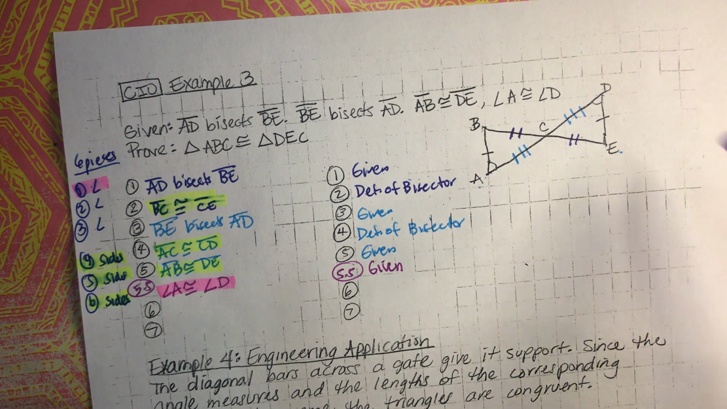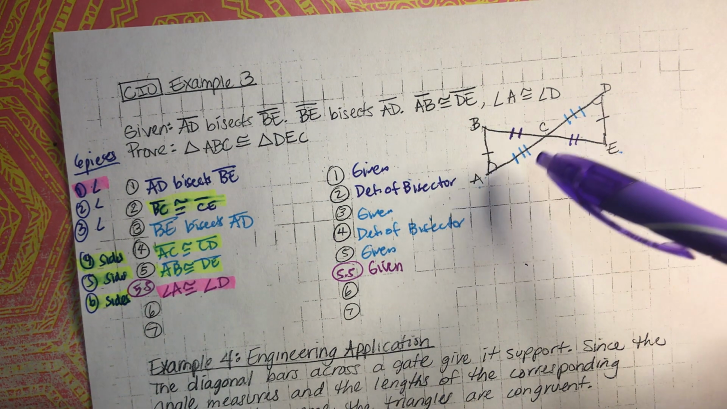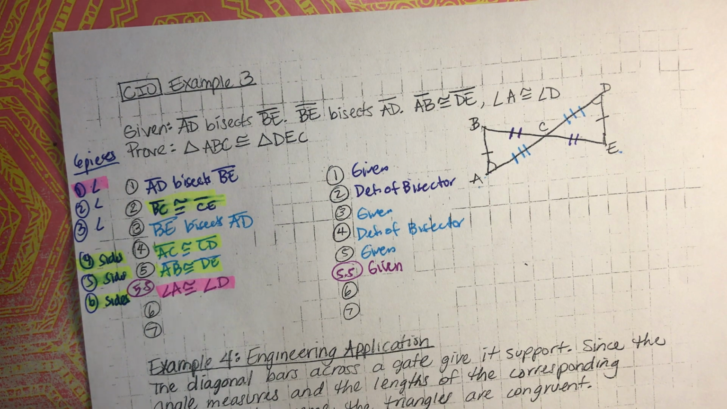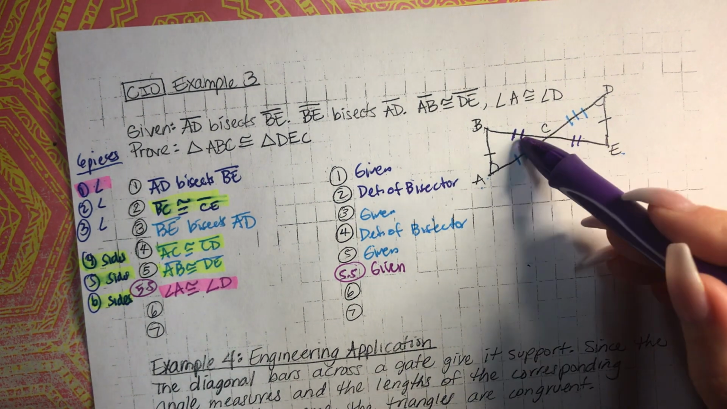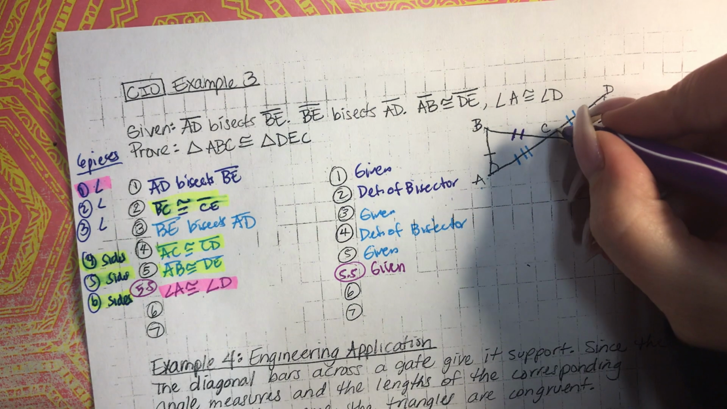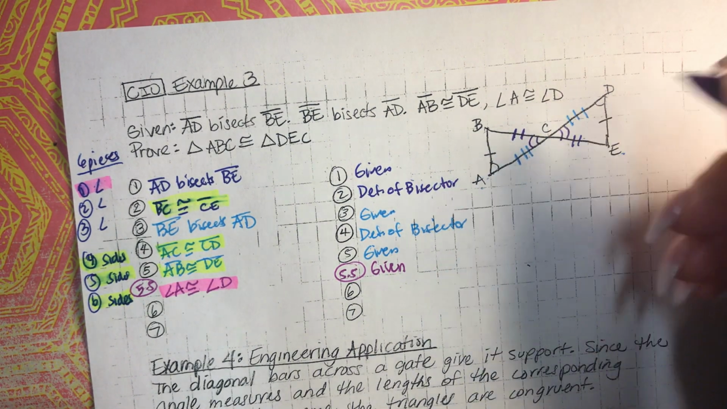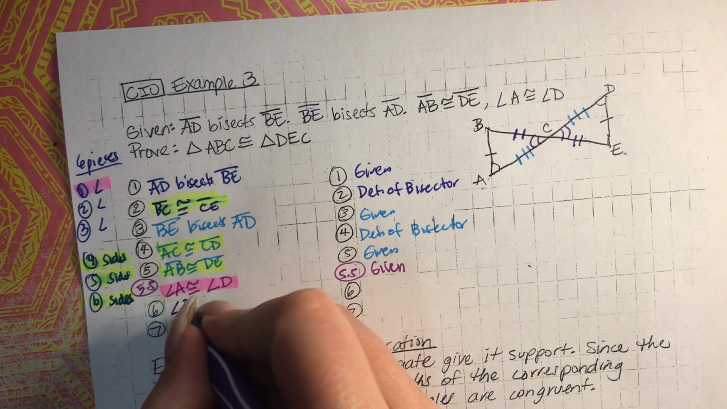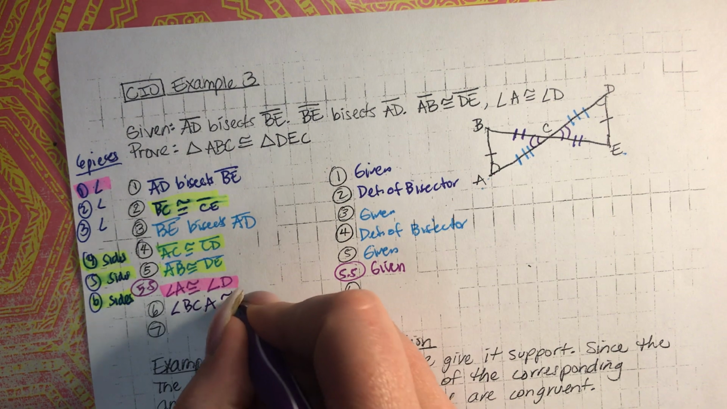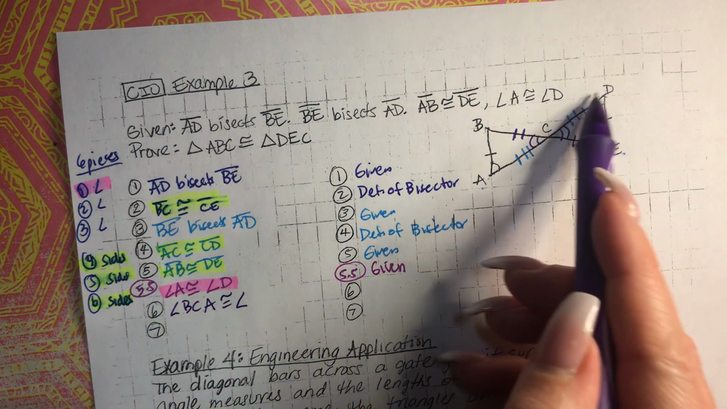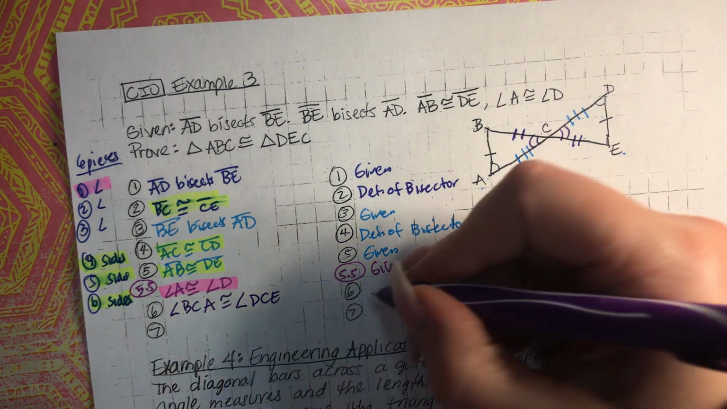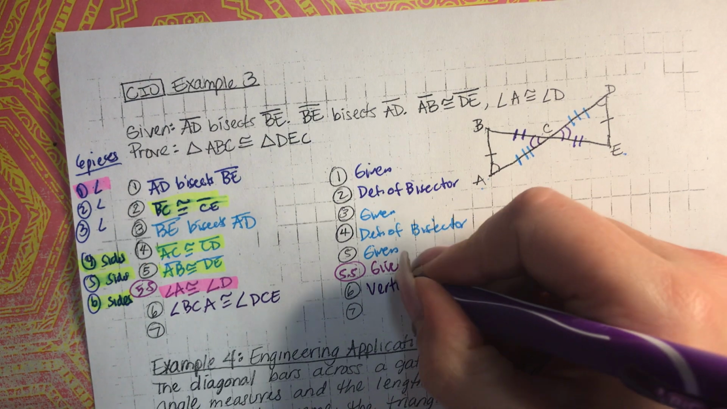Okay, is there anything you guys see? I mean, we have that one hash mark. We already wrote that. What else is there? Do you guys see anything? Well, do you guys see these vertical angles? Those vertical angles mean that those two angles are congruent to each other. So we can say that angle BCA is congruent to angle DCE because of the vertical angles theorem.